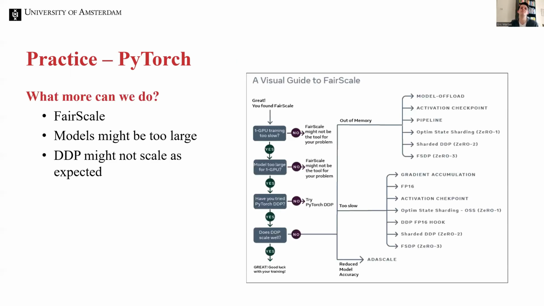But of course, there is always more, because it may be that your models are too large, which we talked a little bit about at the beginning, or distributed data parallel is not scaling as you expect. There is something slowing it down. For those cases, there is something called FairScale. There's a little flowchart here, and maybe in another lecture we'll get back to this, where you can see there are loads of options, a lot of it called sharded. So for those of you who cannot wait for another lecture, you can start Googling sharded already.